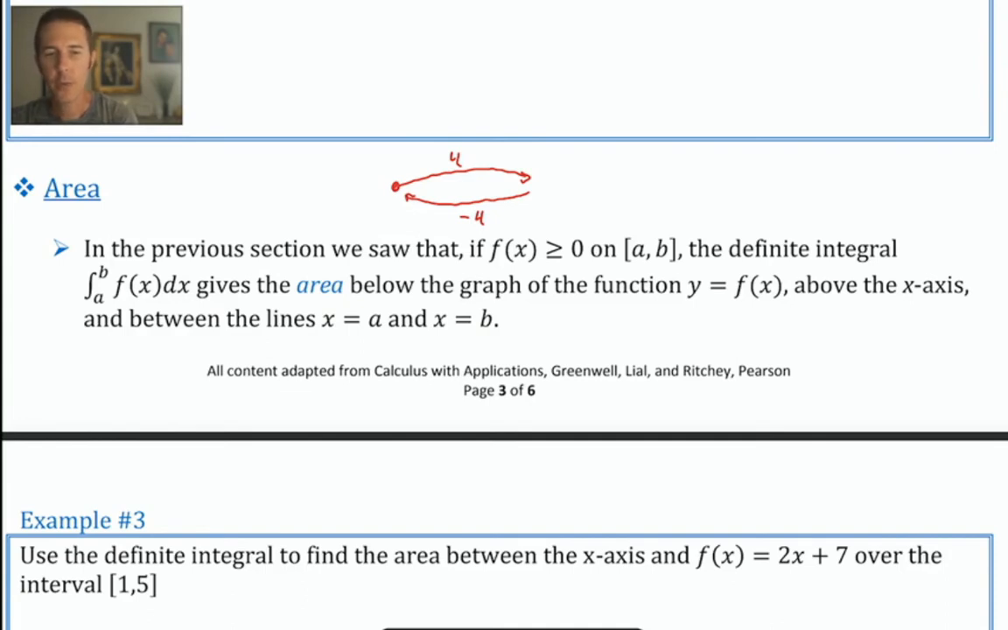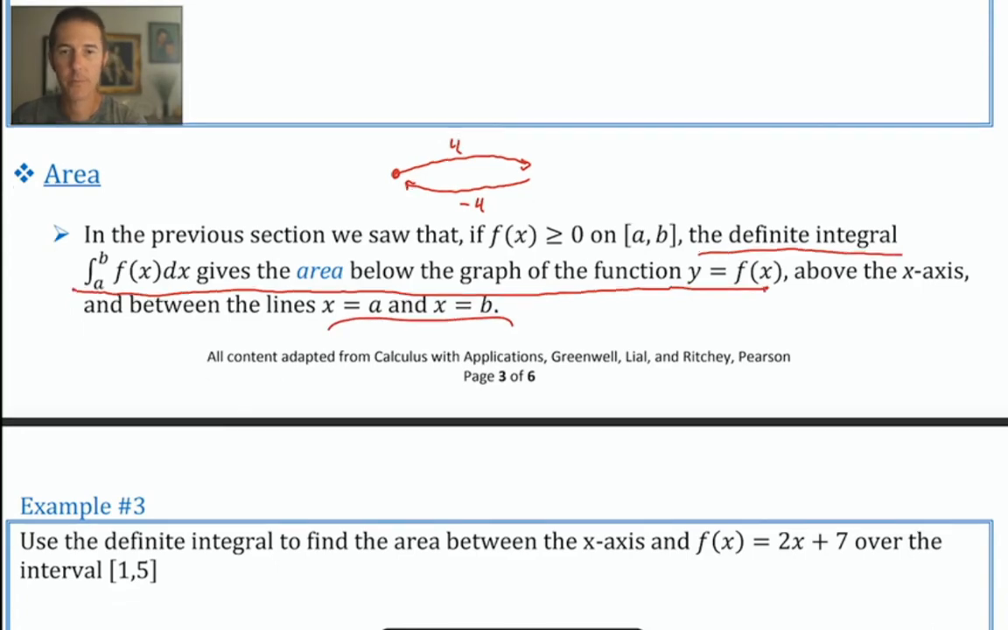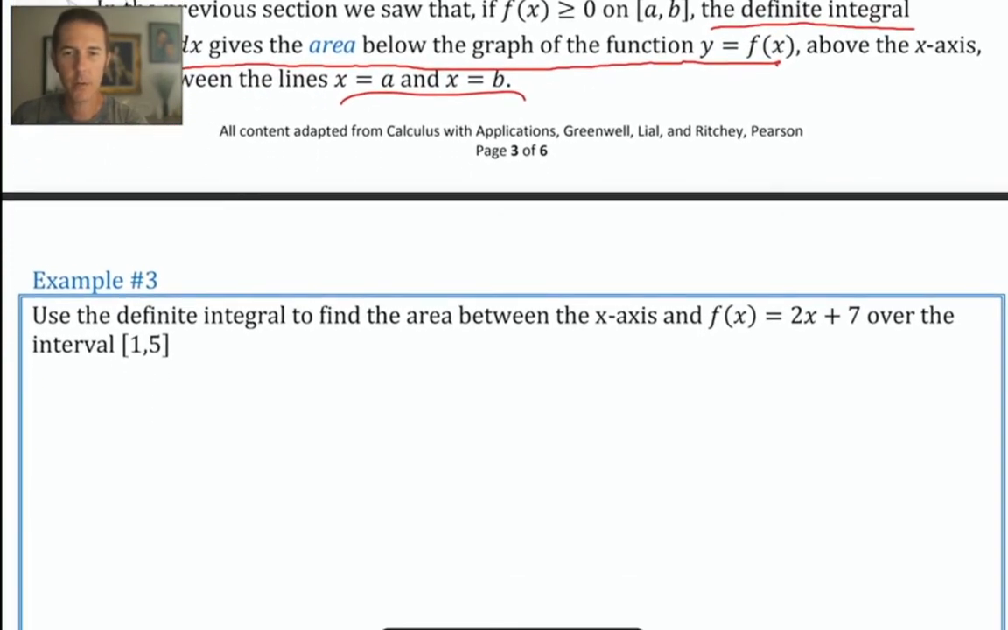Well, how am I supposed to incorporate that into the integration process? What this printed material right here says is that the definite integral from a to b of f of x gives the area below the curve and above the x-axis and between these two lines. But what if the function dips below the x-axis? All right, we're going to deal with that here momentarily.